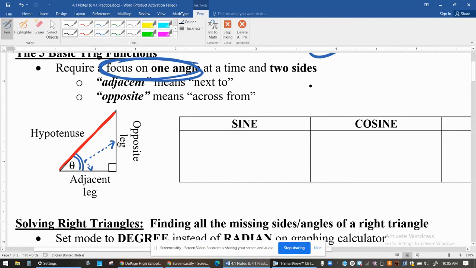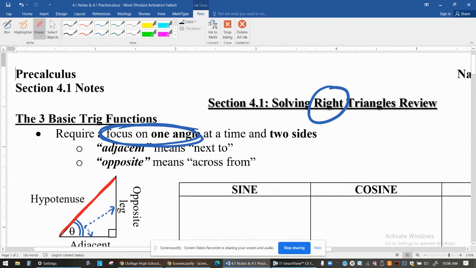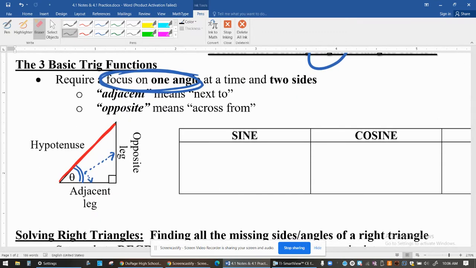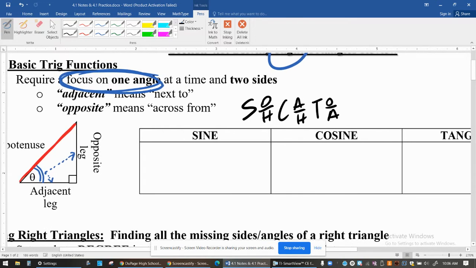You have been exposed to something called SOHCAHTOA. My computer gets a little jumpy sometimes, bear with me. SOHCAHTOA, depending on who your teacher was and how they wrote it out, is pretty much the explanation of the three basic trig functions. Some of you may have just learned it like this. SOHCAHTOA describes the relationship between the sides of a right triangle and the angle that you're looking at.